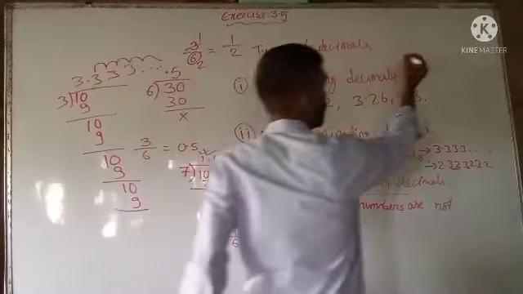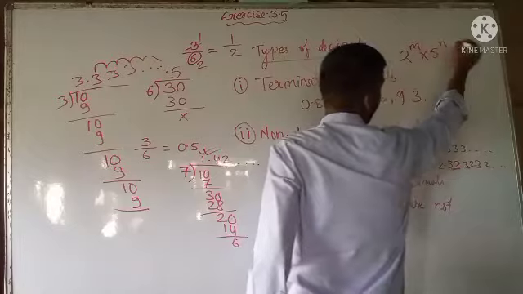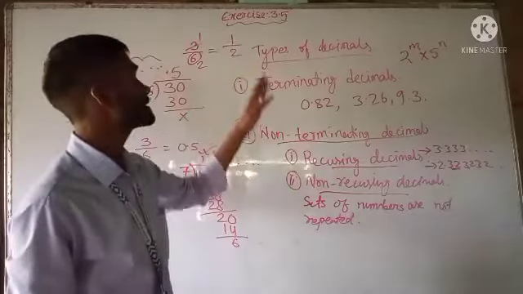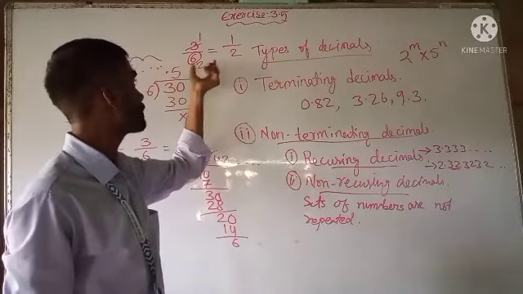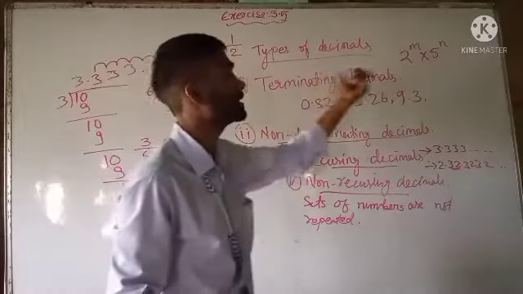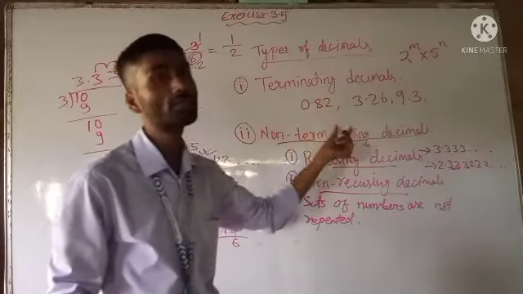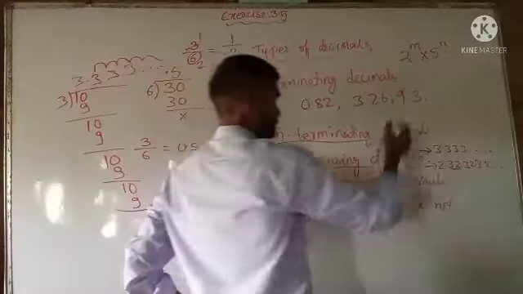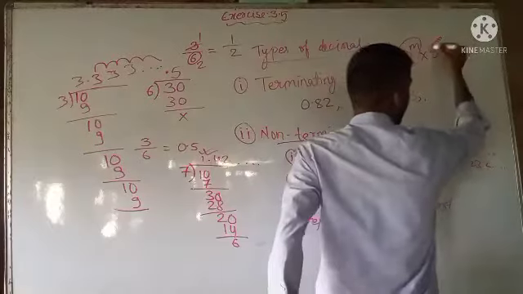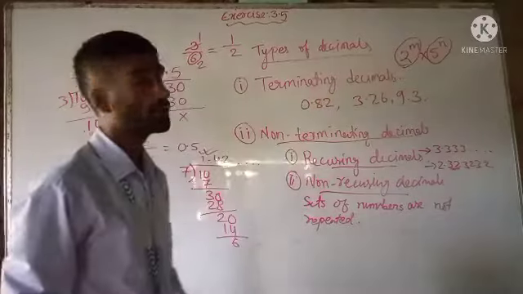and if that denominator is in the form of 2 to the power m into 5 to the power n, then only we can say that that rational number is a terminating decimal. That rational number will have terminating decimals, which means after the decimal point the digits will stop. It can have only 2 to the power m, or only 5 to the power n, but it should not have other factors in it.